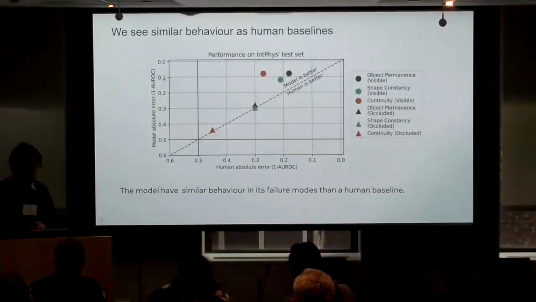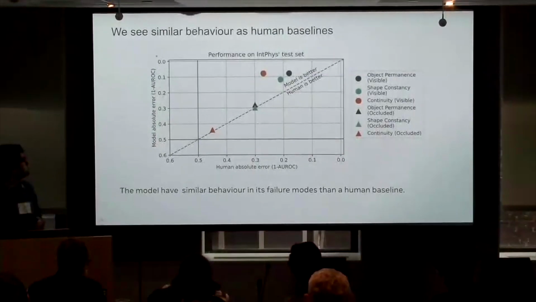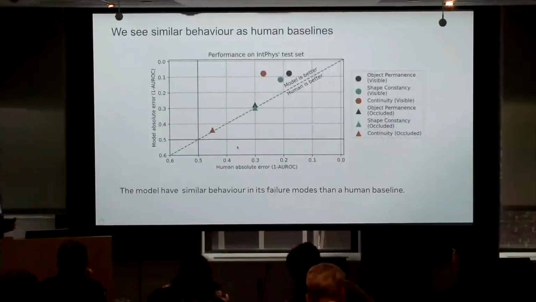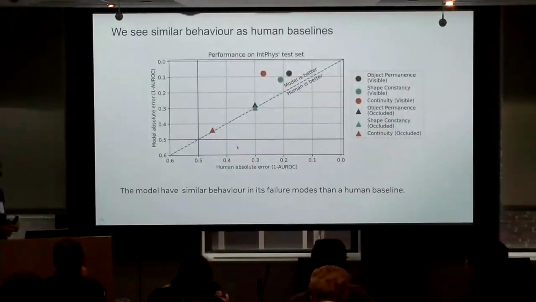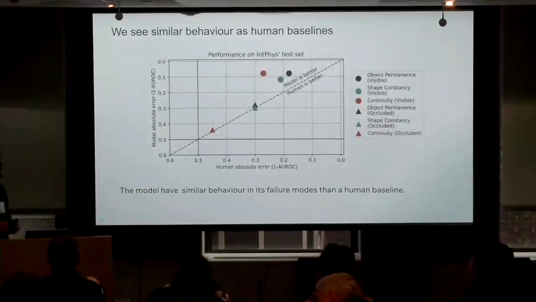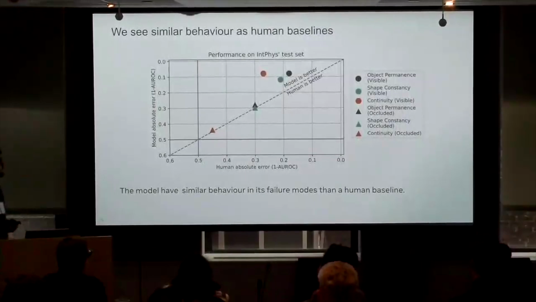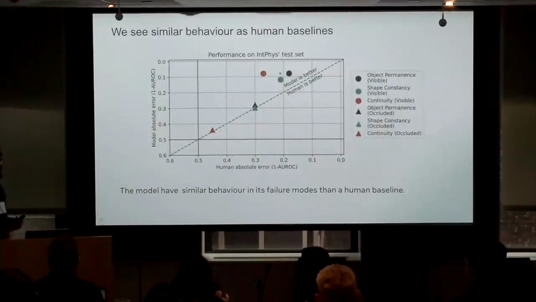Here on the y-axis is the model performance, and lower is better. On the x-axis is the human performance. The human performance is actually provided on the InFlavor task, and it was captured by Emmanuel Dupont, who created the task, so he provided a caption. The interesting thing to see is that the model struggles on tasks where humans struggle as well. For instance, when you have occlusion, usually the model makes more errors and humans make more errors. When everything is visible, both model and human perform better.